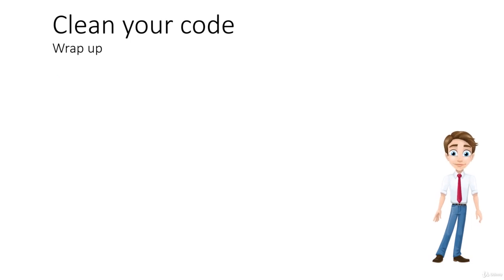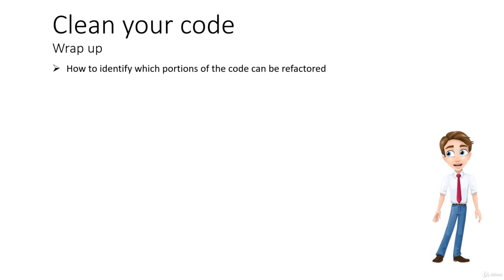Alright, so let's do a quick wrap up on what we have just learned in this whole class, because it's really important for us to understand what we have gone through and what we have accumulated. So we first learned how to identify which portions of the code can be refactored and cleaned, and we did that by looking at an existing project and trying to figure out what's wrong with that code, what we can clean, if the classes are too long, if the methods are too long, and so on.